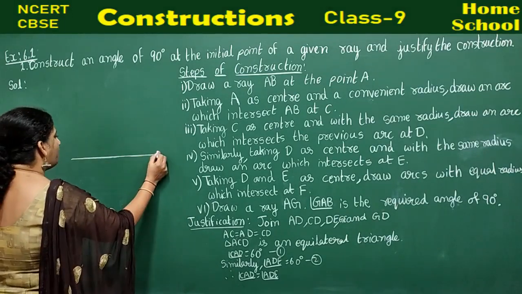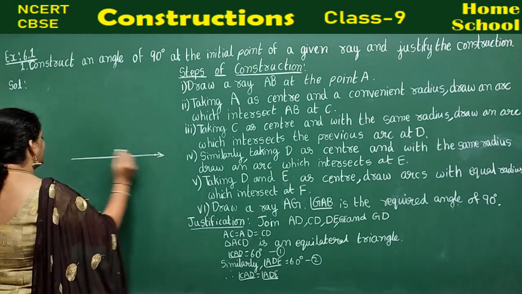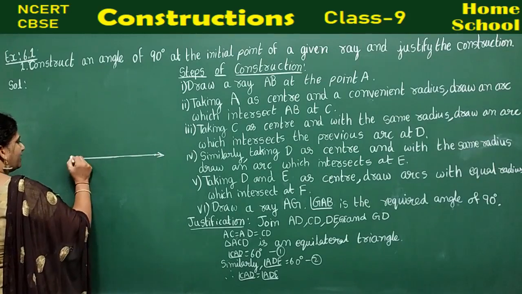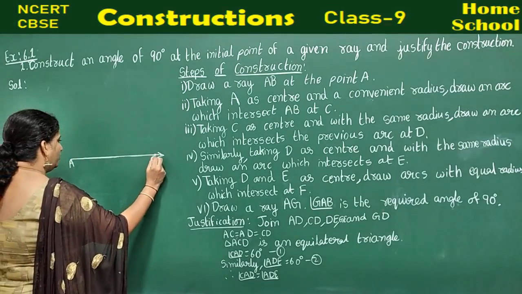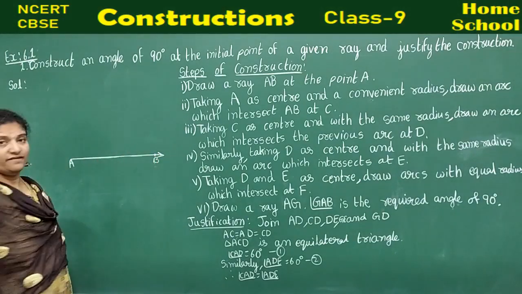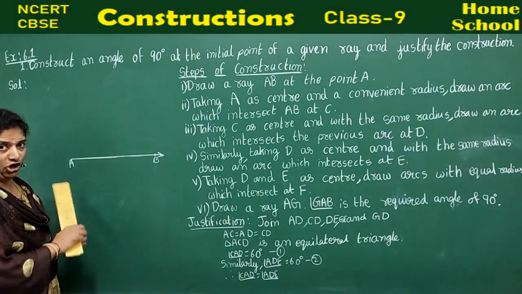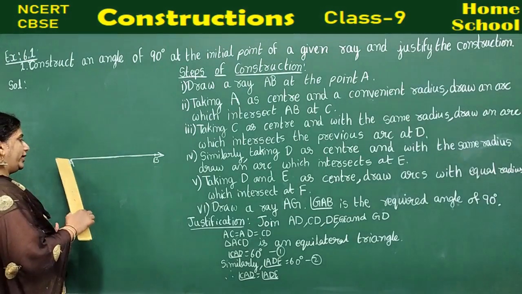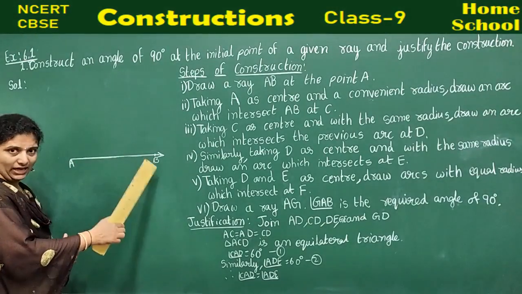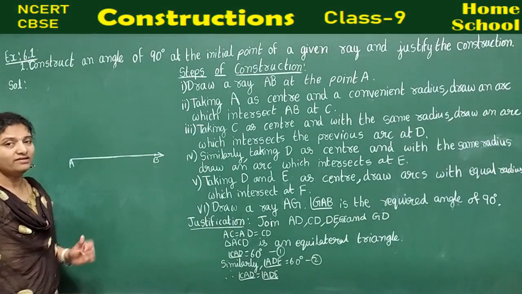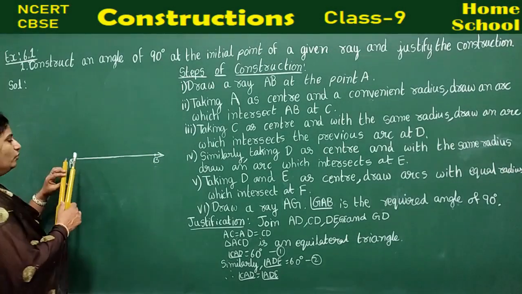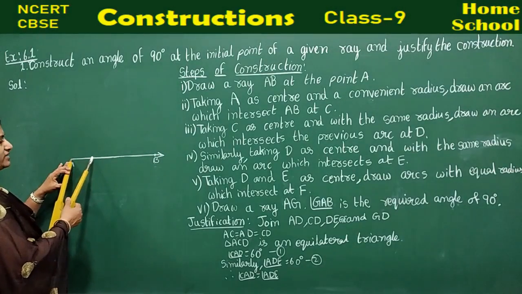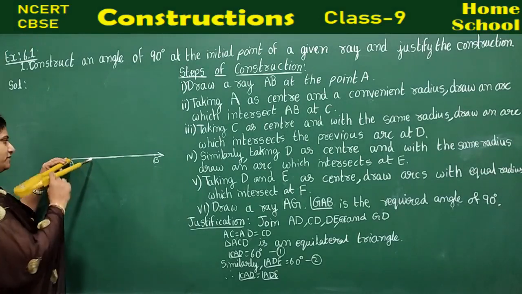Take a sharp and dark pencil, A, and mark a point here. And this is B. First step is completed. Draw a ray AB from point A. Second step. Taking A as a center with a convenient radius. Okay, let me take this much.